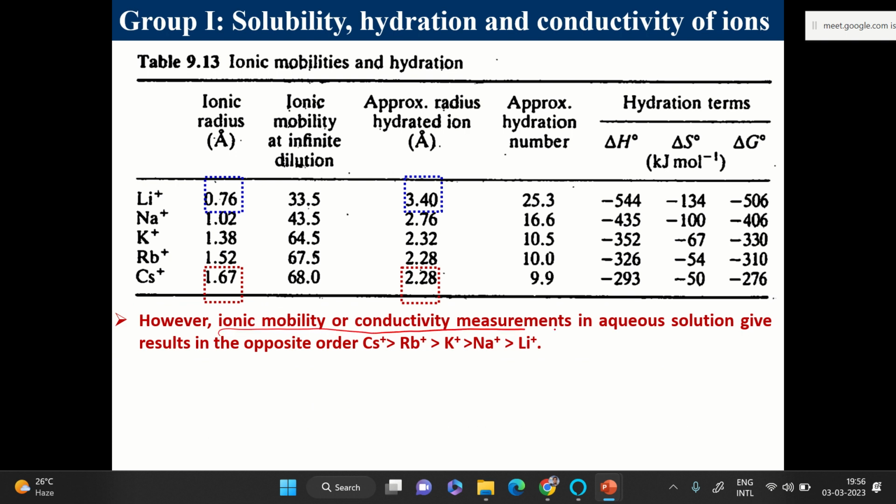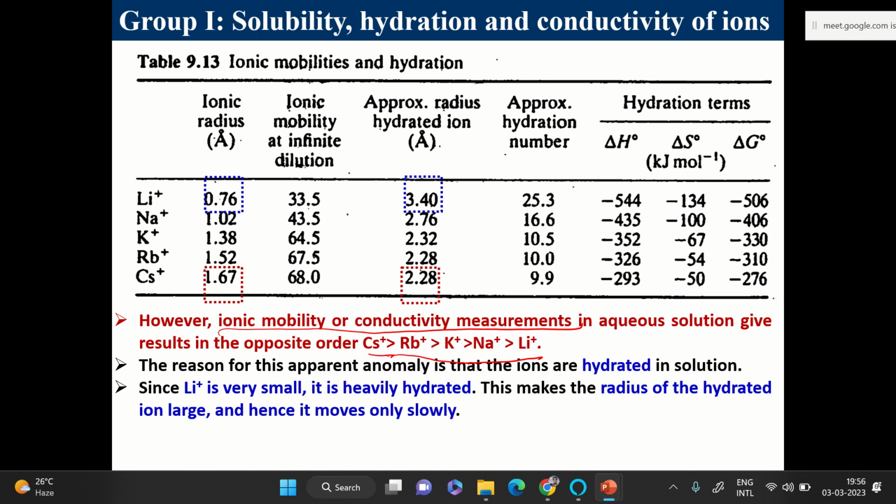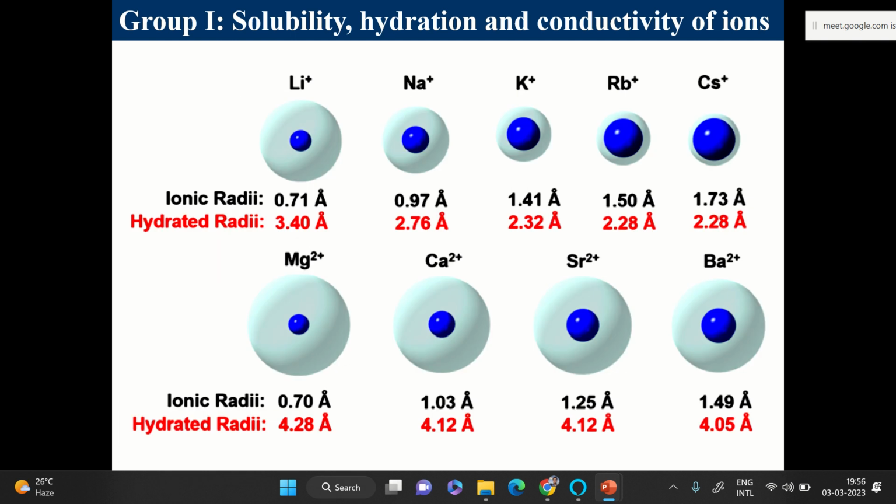So ionic mobility or conductivity measurements show that cesium plus is the maximum conductivity and lithium plus the least. So this anomaly is explained when we consider the hydration. Lithium plus is small, heavily hydrated, and hence moves slowly. Cesium plus is least hydrated and moves faster. So this picture conveys that same idea. So here you can see ionic radius and then this.